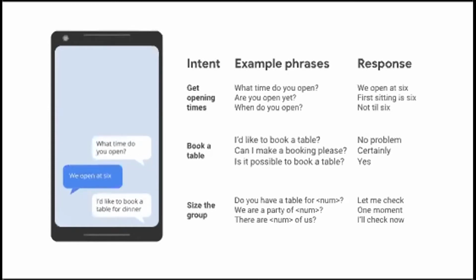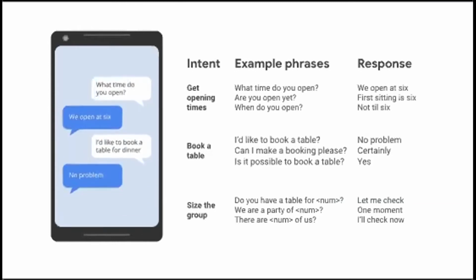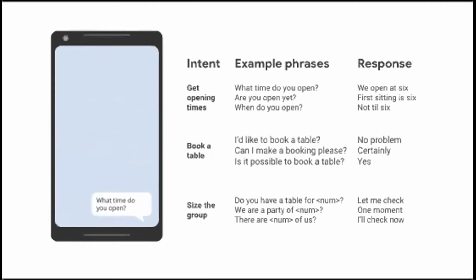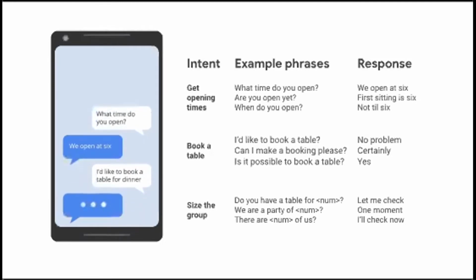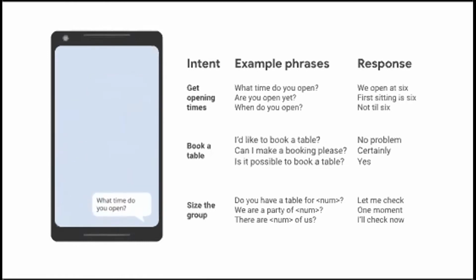And then you give it some sample responses. You could say, we are open at 6, first sitting is at 6, not until 6. And then you give it a schedule of what the computer can say. When you do that once, the ML model is able to infer a lot and make full conversations based on the little examples you've given. So that's a very useful tool. Our businesses use it.